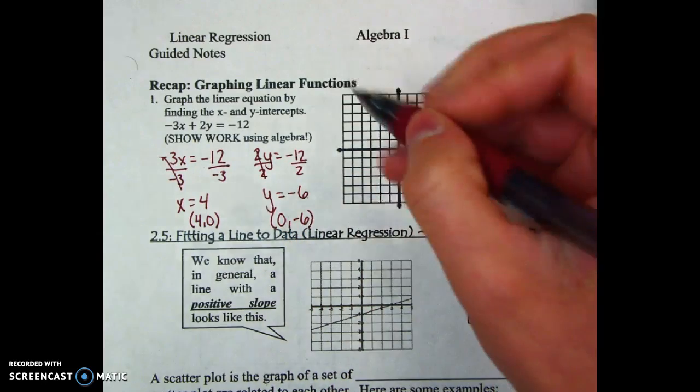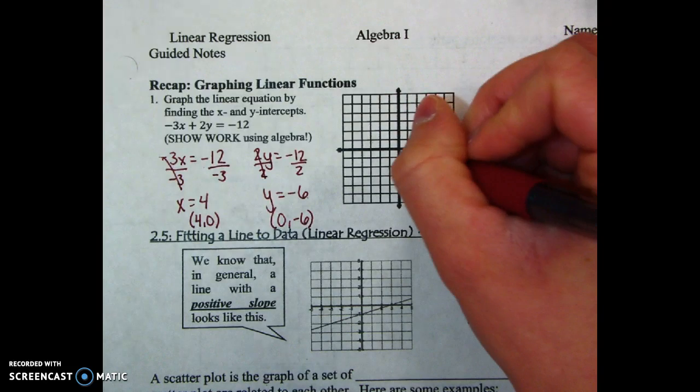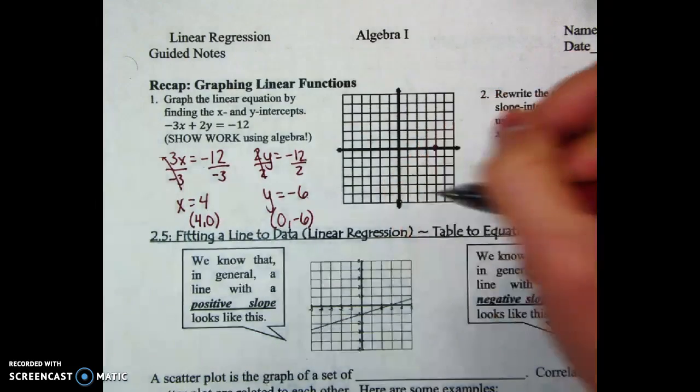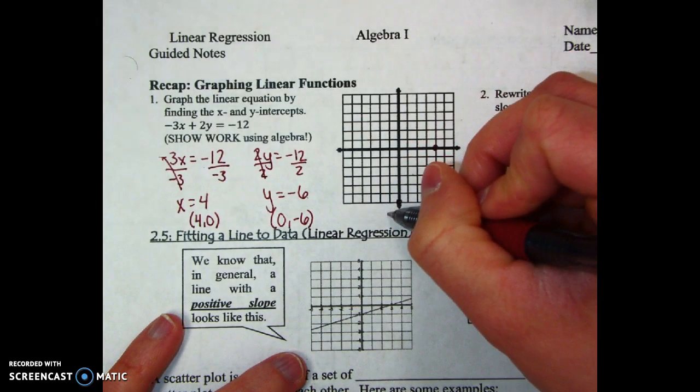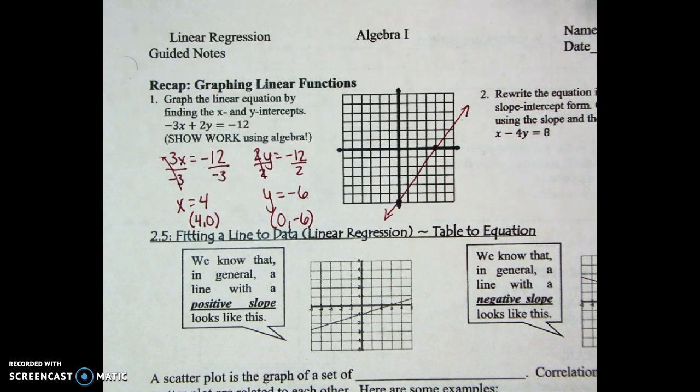Graph those 2 points. And then you draw a line connecting them. And I don't have a ruler, so mine doesn't look that good. But that's how you graph using x and y intercepts. So that was kind of a review on that.